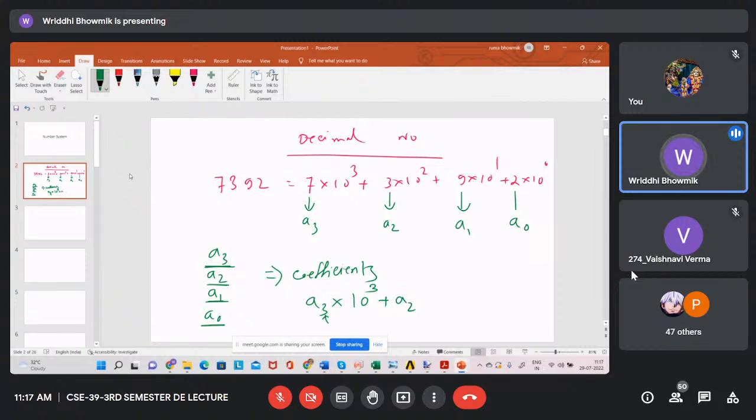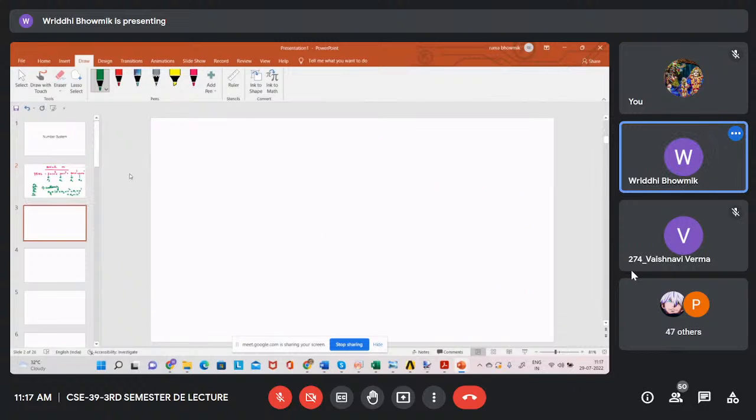Then A2 will be multiplied by 10 square, A1 will be multiplied by 10 to the power 1, and A0 will be multiplied by 10 to the power 0. So in this way, you can actually represent a decimal number. And suppose you have this type of number, for example, A3, A2, A1, A0, point, A minus 1, A minus 2, A minus 3. Base 10 means it is a decimal number. The base is 10.